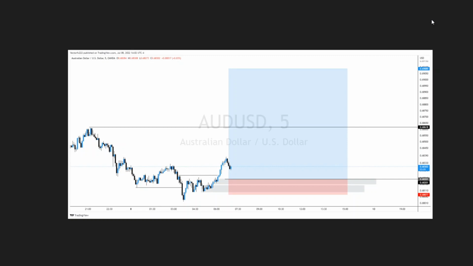Now today we're going to look at AUD USD, BTC USD, GBP JPY, Euro CAD, and then I think GBP USD also. We're going to look at the perspective I took these trades from, what I was expecting to happen and what actually happened.